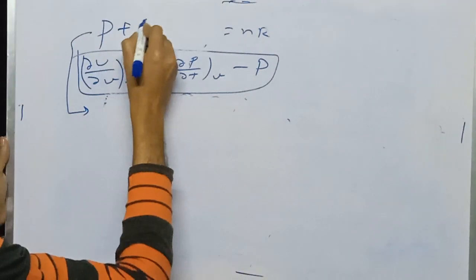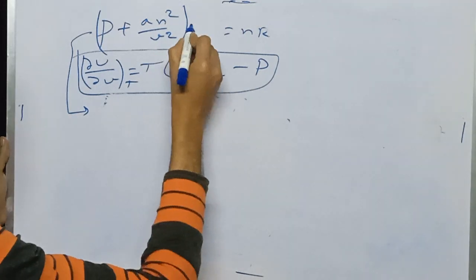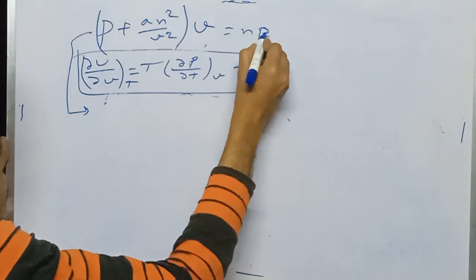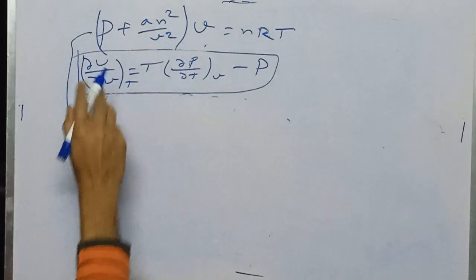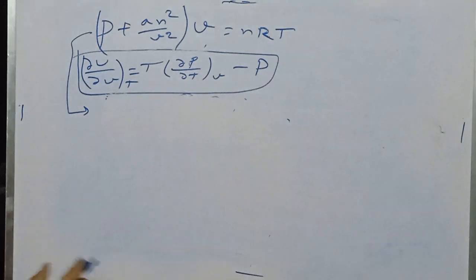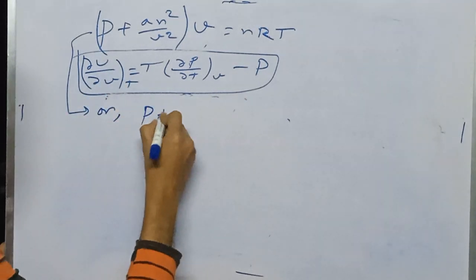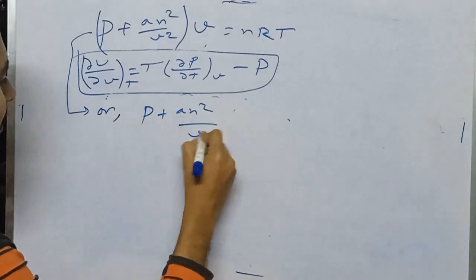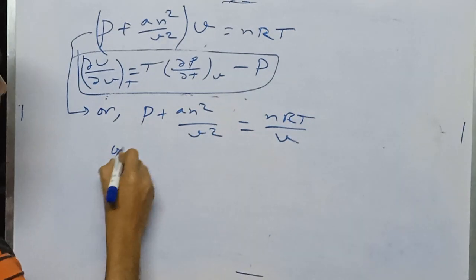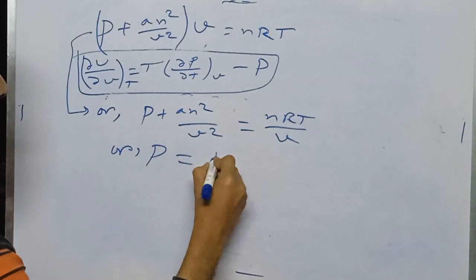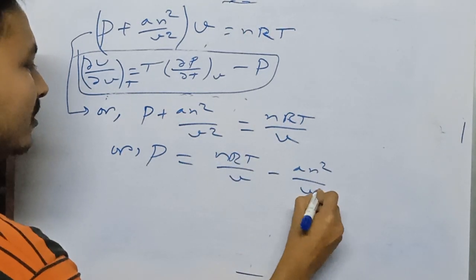If this is like this, for this gas equation, what is the value of del U del Vt? So here P plus a n square by V square is equal to nRT by V, then P is equal to nRT by V minus a n square by V square.